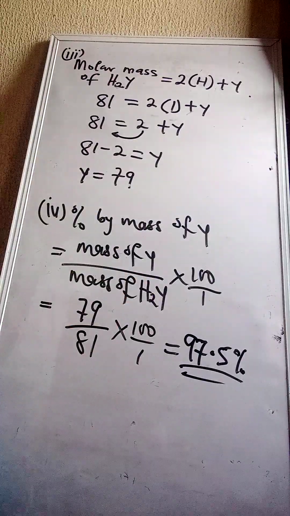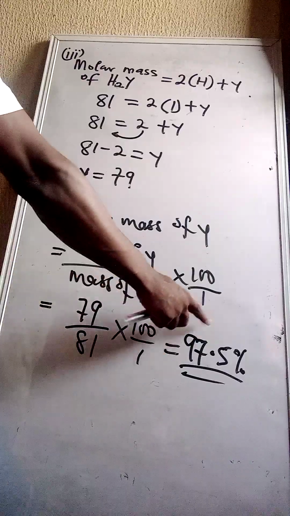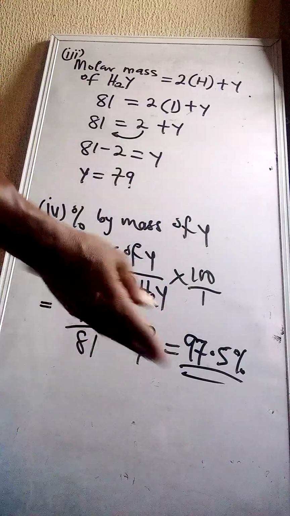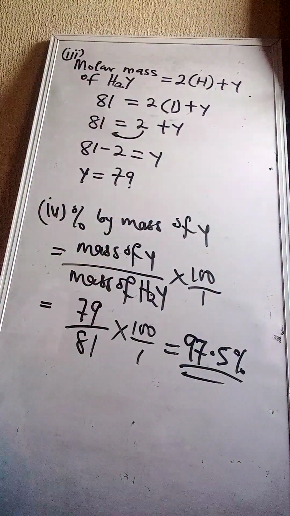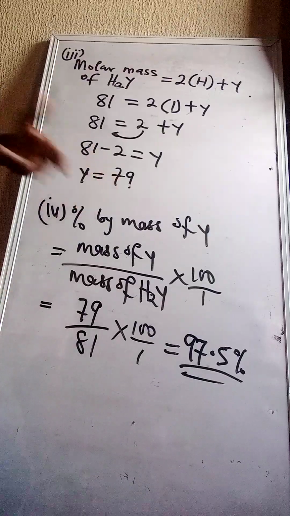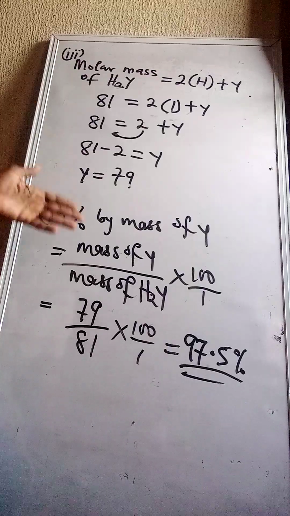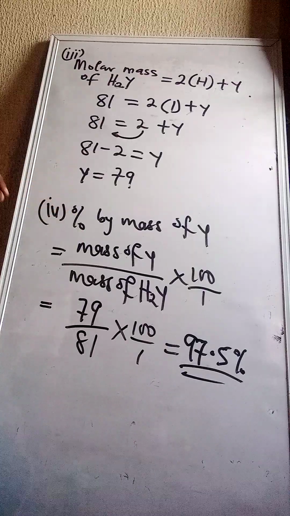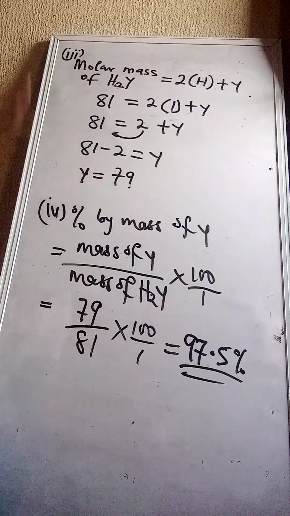So definitely, if you want to know the percentage of hydrogen, that is H2, you just subtract this one from 100. That will give you the percentage by mass of hydrogen. So this will be the end of this question. We have been able to know Y. Since Y is 79, all you need to do is go to the periodic table and look for the element which has an atomic mass close to 79, and that will be the element Y.